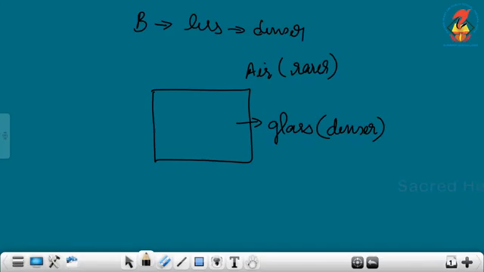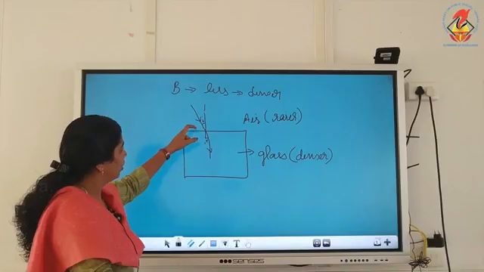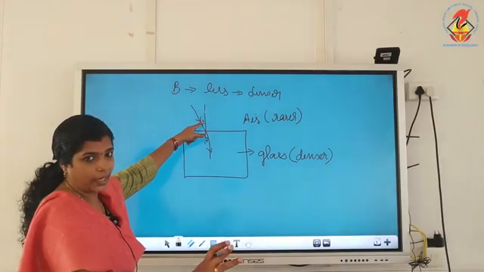When a ray of light travels from air to glass, this one is the incident ray. At this point I have drawn a normal. It will bend towards the normal. The angle of incidence i will be greater than the angle of refraction. The angle of refraction will be smaller.